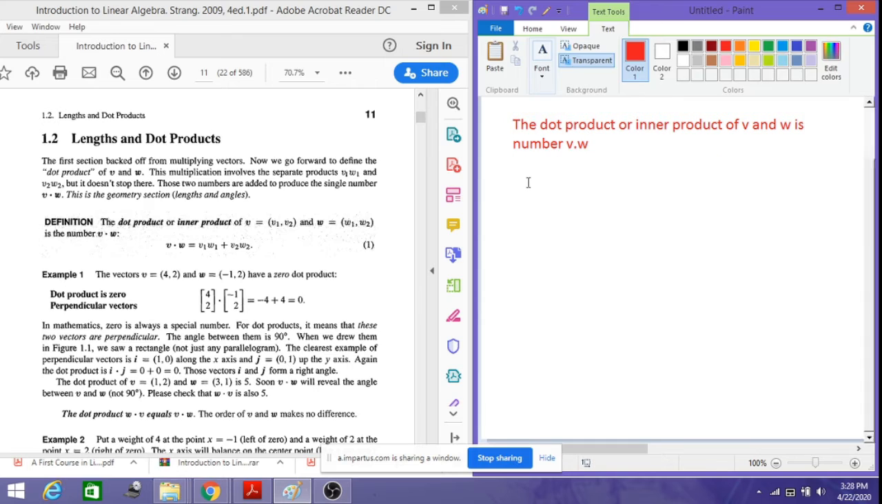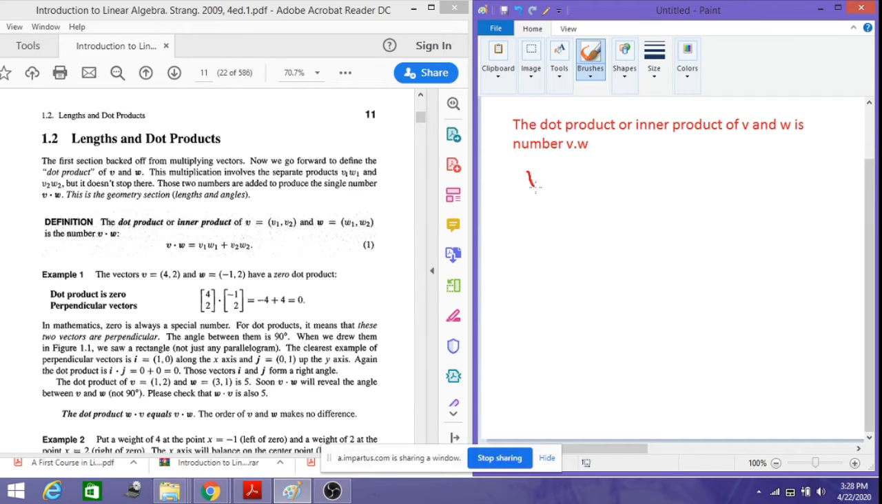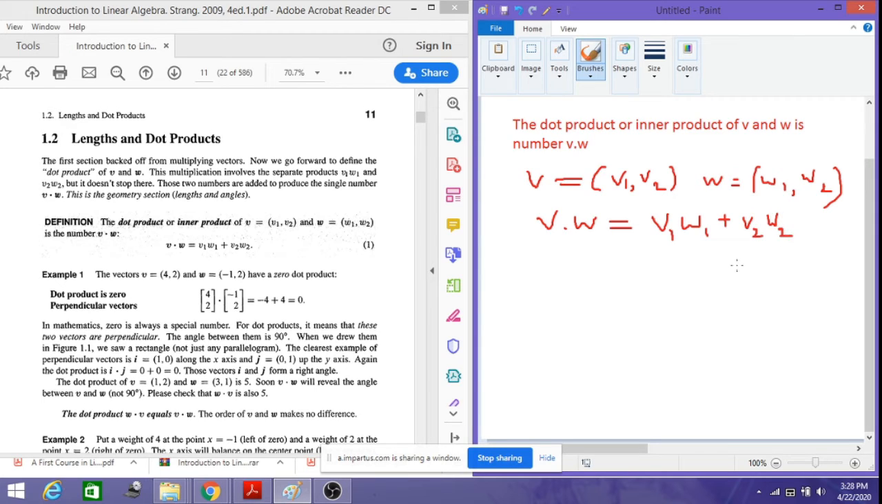Now for example, let us see, we have a vector. If you're writing the vector in a row, we will write it with a comma. So V is v1 comma v2, and W is w1 comma w2. Now if we write V dot W, that means v1 into w1 plus v2 into w2. So this is the dot product of the vectors.